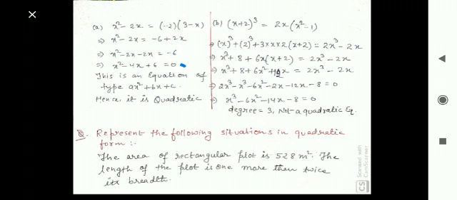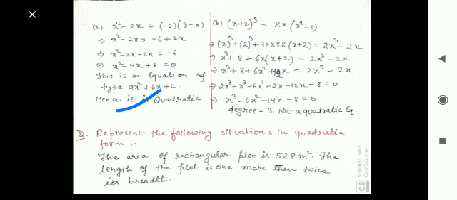So see here, this equation is matching exactly with the condition or the form ax square plus bx plus c. So here a is 1, b is minus 4, and c is 6. So yes, this is a quadratic equation in the form ax square plus bx plus c.